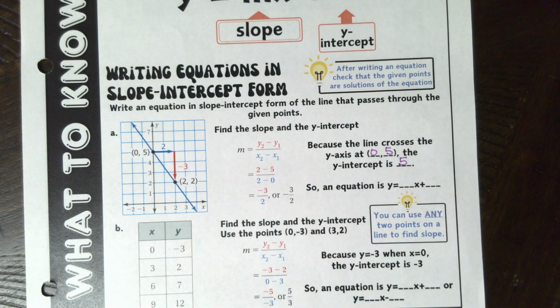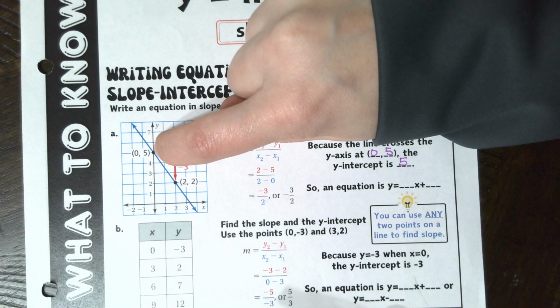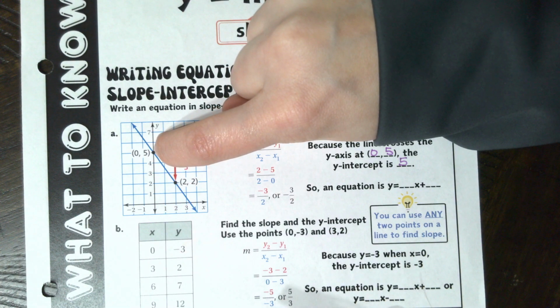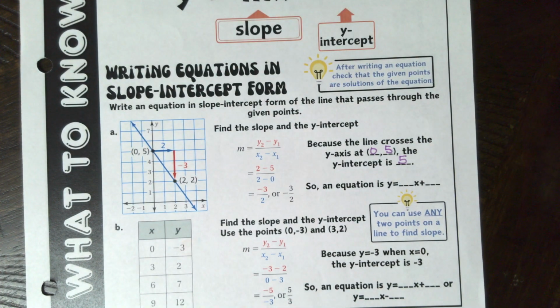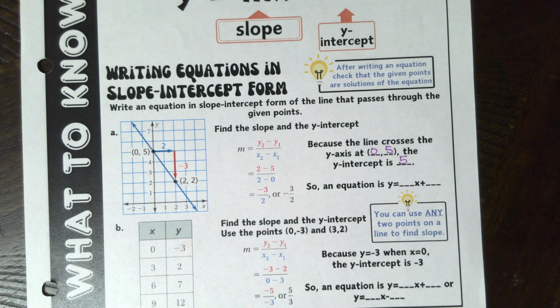Because remember, our y-intercept and our x-intercept is where that line crosses the axis. So if this is our y-axis, we need to figure out where that line crosses. And in this case, it crosses right at 5. So that means our y-intercept is 5. So now we have our slope is -3/2, and we have our y-intercept as 5.